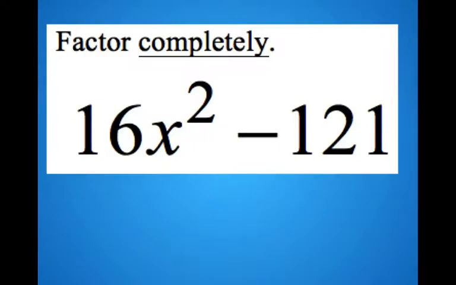This one is a difference of 2 squares. You can tell it's a difference, and these are perfect squares. So you just have to take the square root of each one. And when you take the square root of 16, you know it's 4.